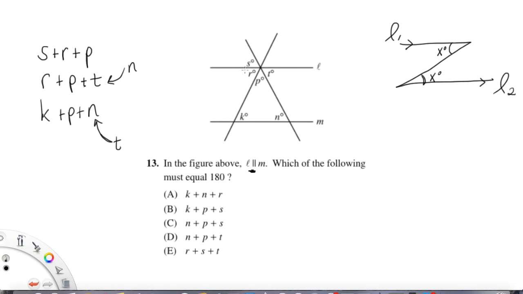Also, R and K are also Z rule equivalents. So that means every time I see an R, I can put a K. Here's an R, I can put a K here, or a K here, or I could put an R in the place of this K.